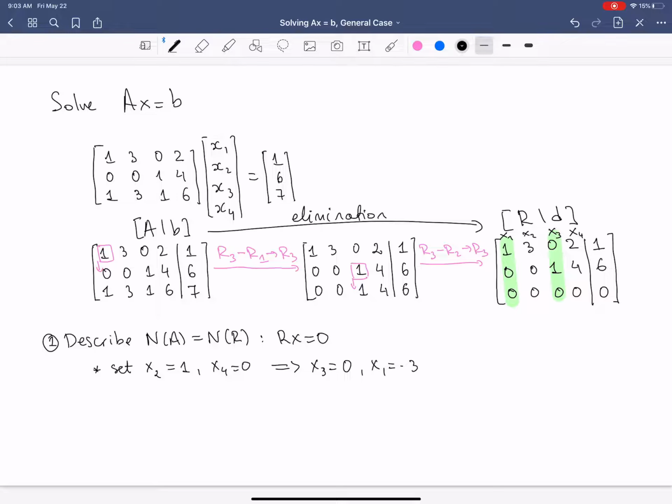So we have one solution. Let's find the other one as well. So from here I could write the first special solution S1 as negative 3, 1, 0, 0.